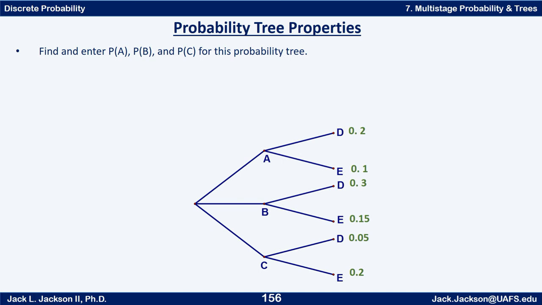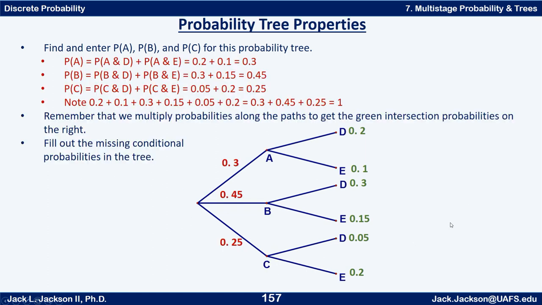Can we go backwards now? What if we only have the probabilities at the end? Can we go back and fill out some of the other information? Is that enough to fill out the whole tree? Use the fact that I just showed you to fill out the probability of A, the probability of B, and the probability of C. Go ahead and do that and come back when you're ready.